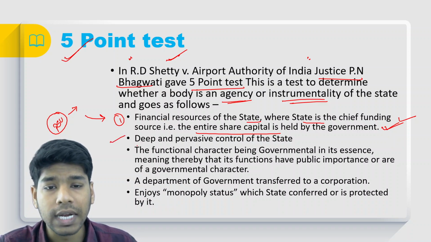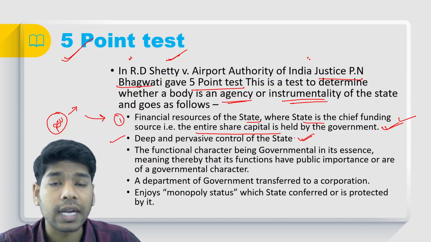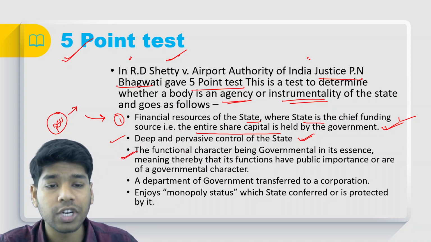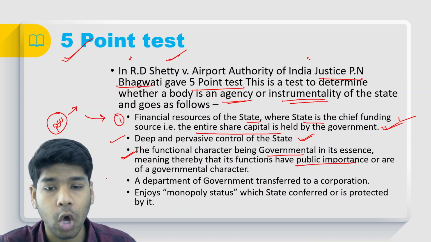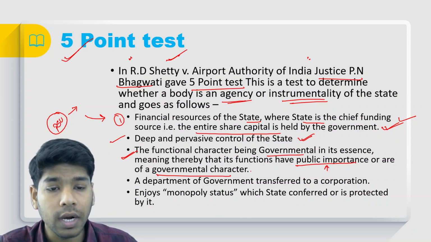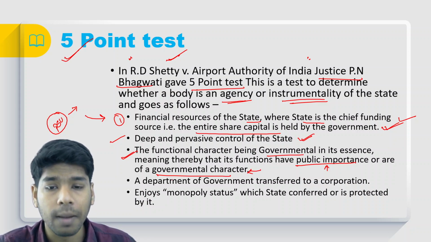The next one, deep and pervasive control of the state. The control of the state, it has to act in accordance with the regulations of the state, and the functional character being governmental in its essence, meaning thereby that its functions have public importance or are of a governmental character. So that is the functional character of some body.